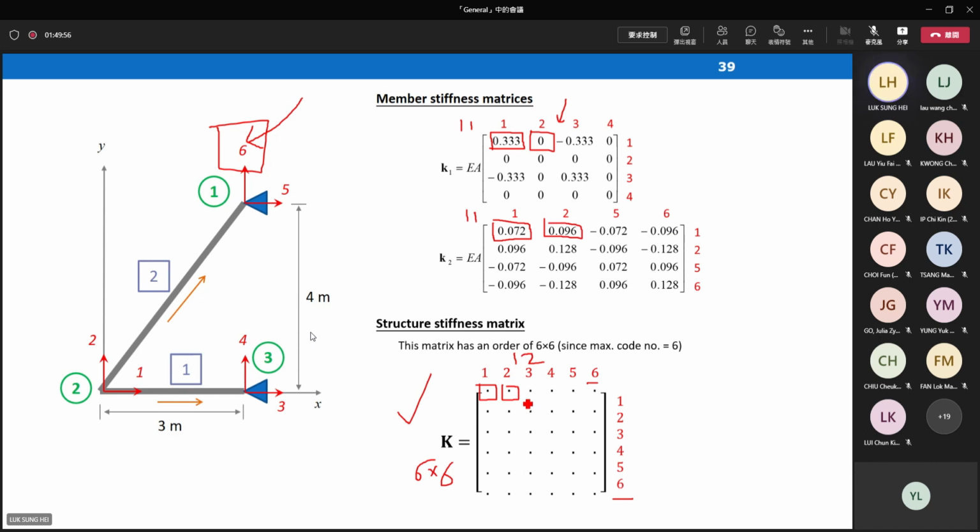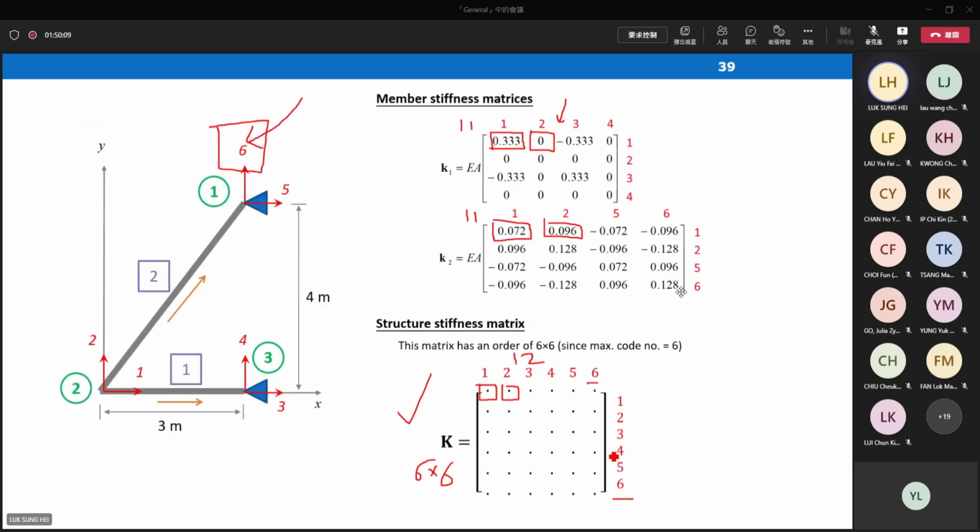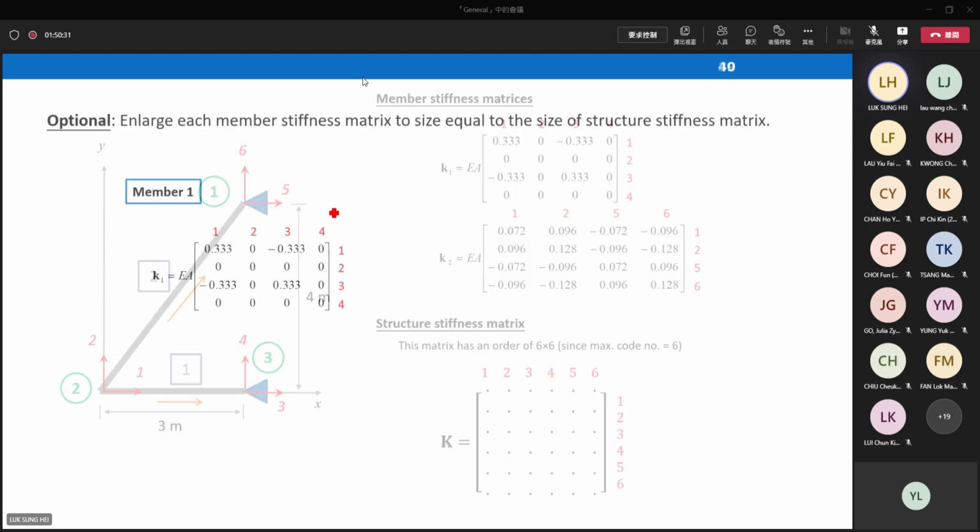I will show you some shortcut later, which may help you to do these additions. If you like, you can do it this way. Just map the index and then put it into the structure stiffness matrix, just like what I did right here. You can map the index and add up the values together. But when you do computer programming, or if you use Excel, or if you want to reduce the chance of human errors, then the textbook gives us one option.